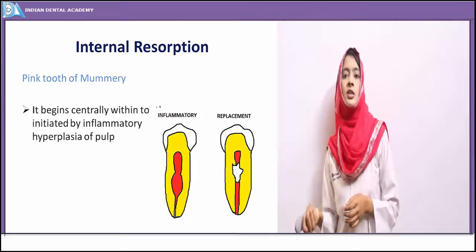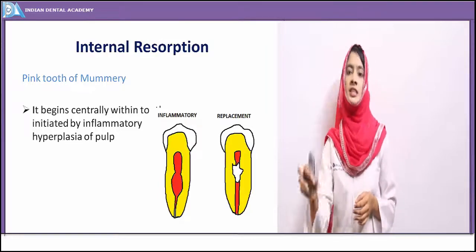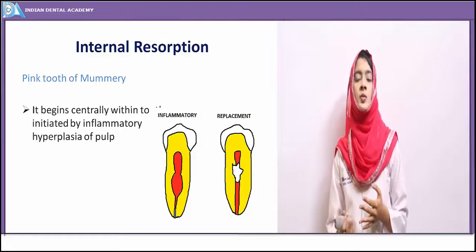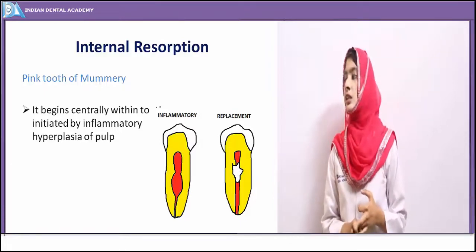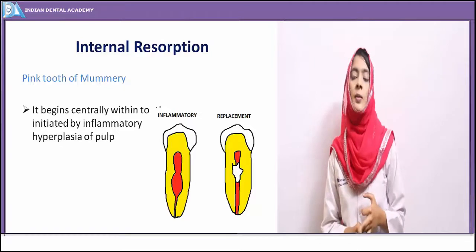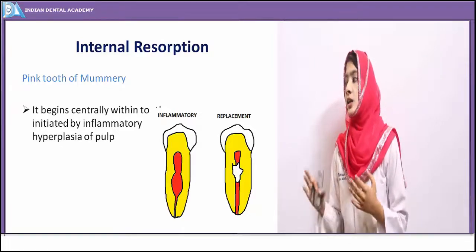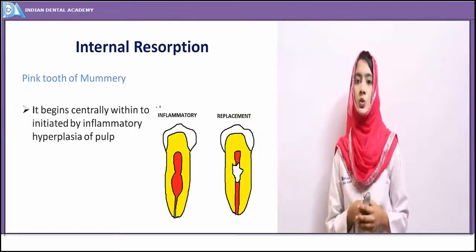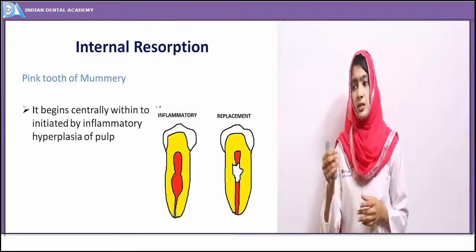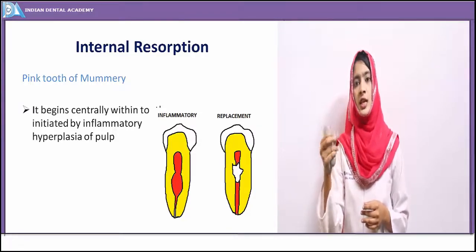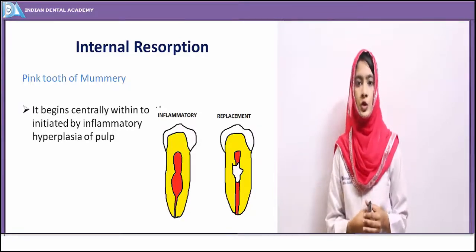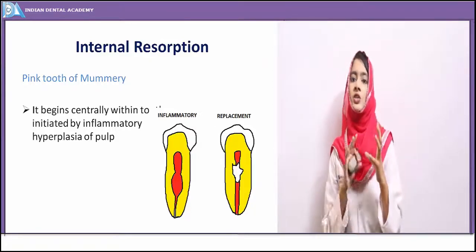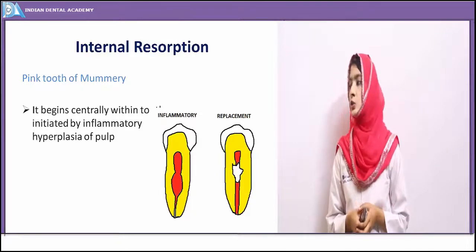Internal resorption is the resorption which begins centrally within the tooth. It is also known by other names like odontoclastoma, internal granuloma, or pink tooth of Mummery. Internal resorption is characterized by resorption which begins centrally within the pulp chamber. Once the tooth substance is resorbed, it is replaced by hyperplastic pulp tissue. The hyperplastic pulp tissue gives the pink appearance to the crown. That is nothing but the pink tooth of Mummery.